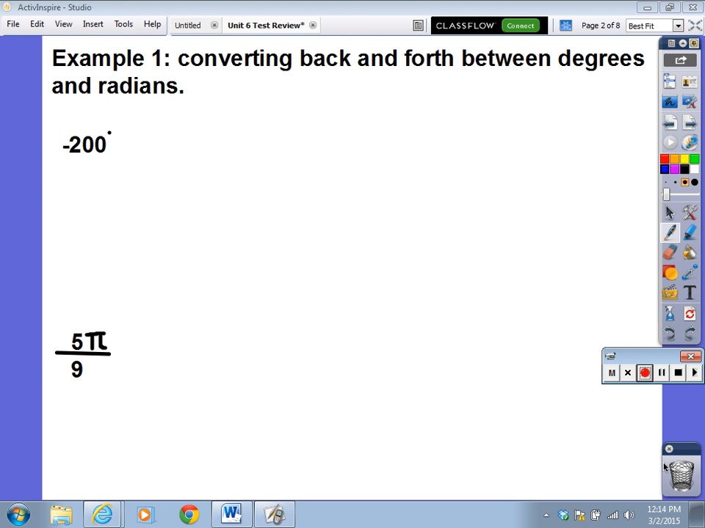Degrees and radians. Remember that we learned a little trick with this. Converting back and forth, we're either going to be multiplying by pi radians over 180 degrees or 180 degrees over pi. I taught you a little trick. You can ask yourself, what are we converting from, degrees to radians or radians to degrees, and whatever you say second is what's going to go on top.